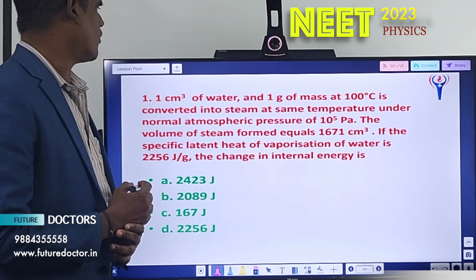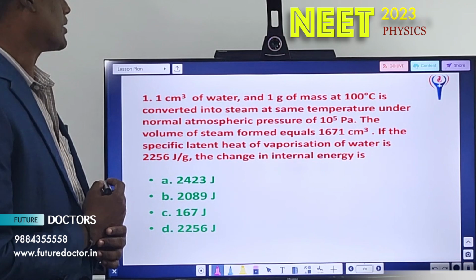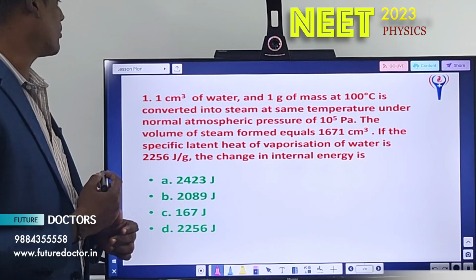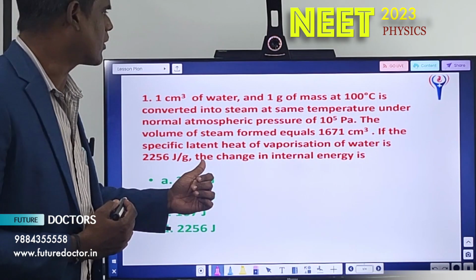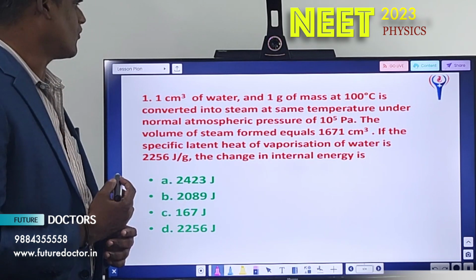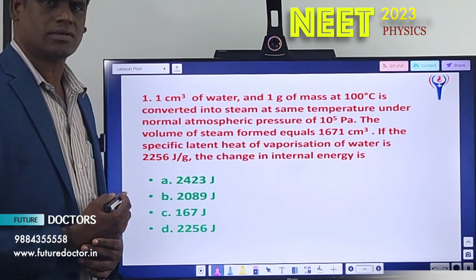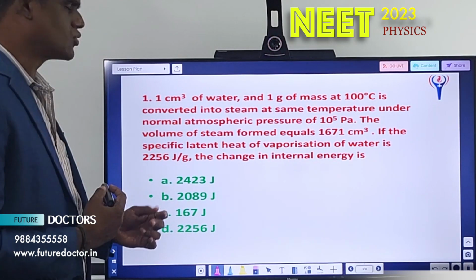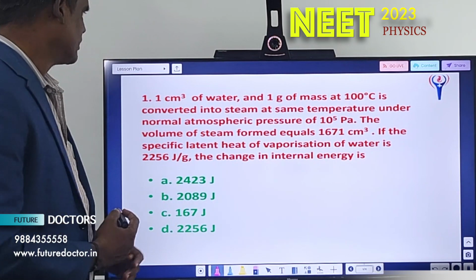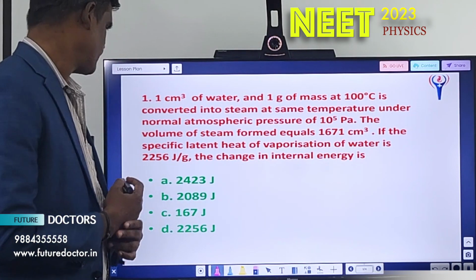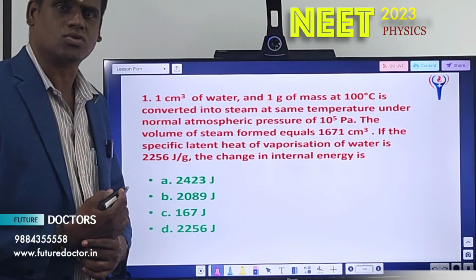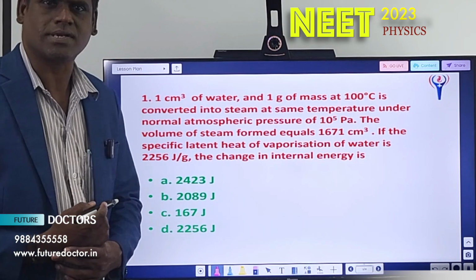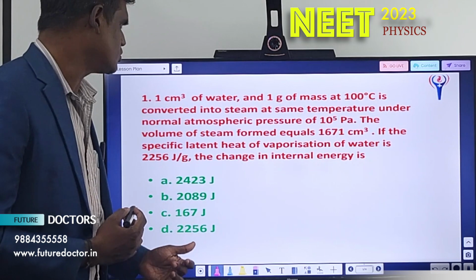1 centimeter cube of water and 1 gram of mass at 100 degrees Celsius is converted into steam at the same temperature under normal atmospheric pressure of 10 power 5 Pascal. The volume of steam formed equals 1671 centimeter cube. The specific latent heat of vaporization of water is 2256 joule per kilogram. The change in internal energy is dash. Option A 2423 joules. Option B 2089 joules. Option C 167 joules. Option D 2256 joules.